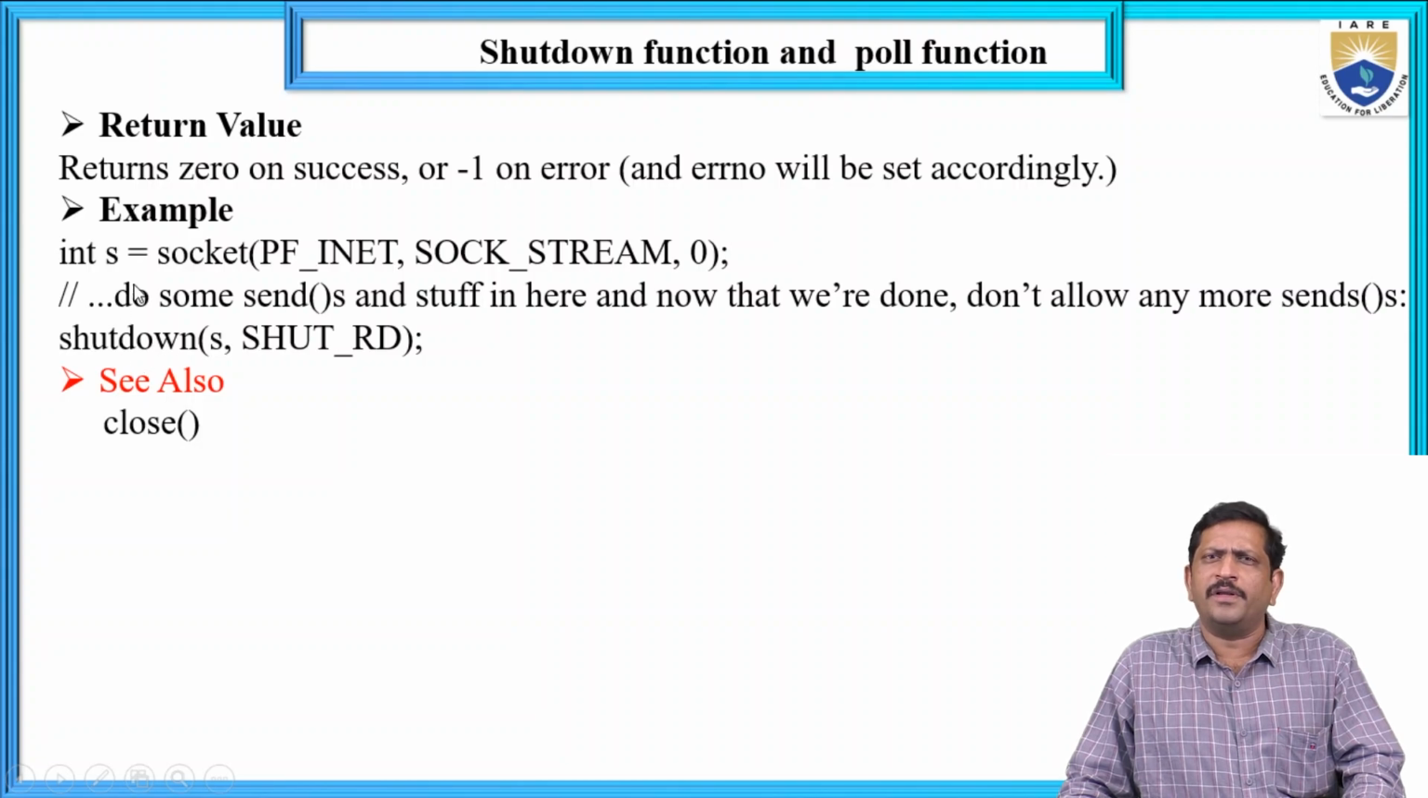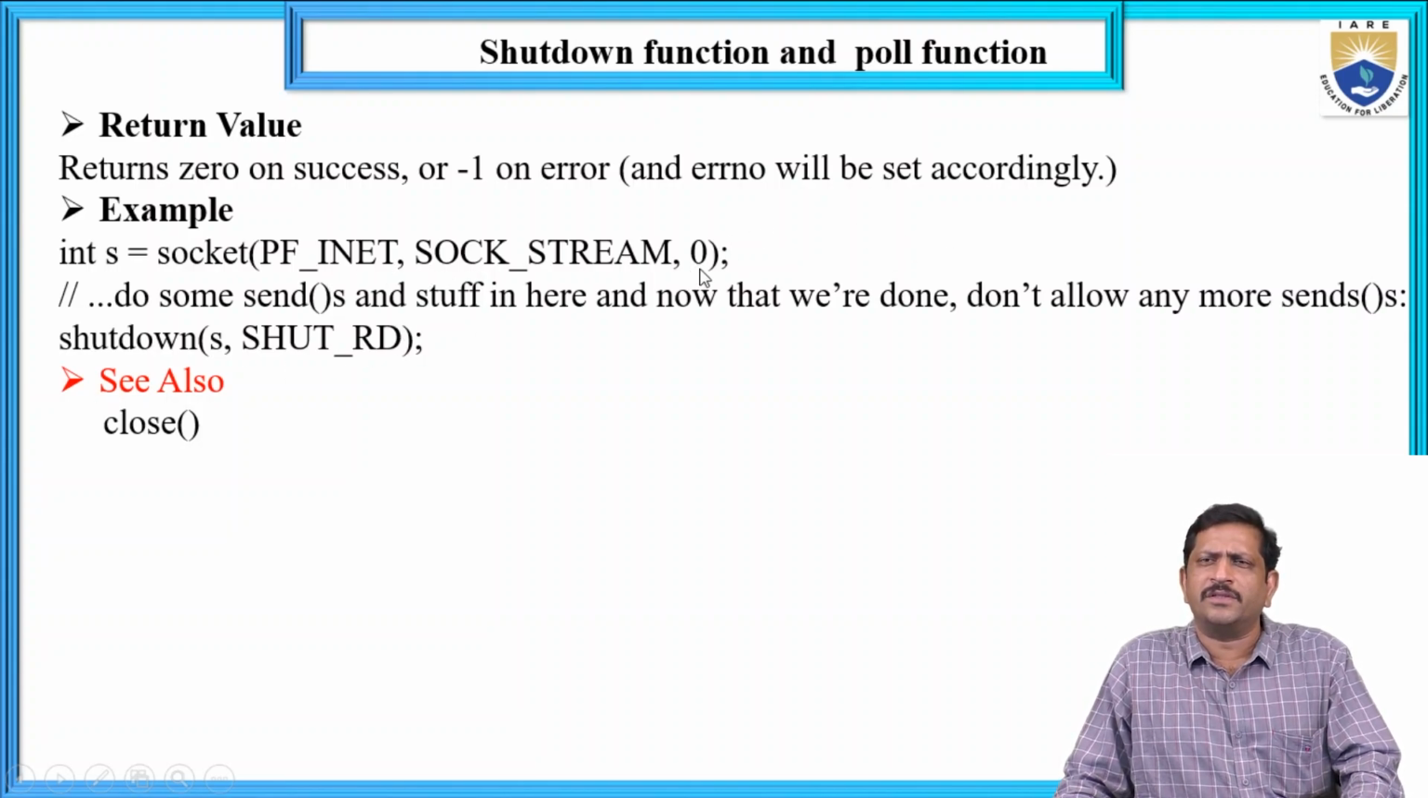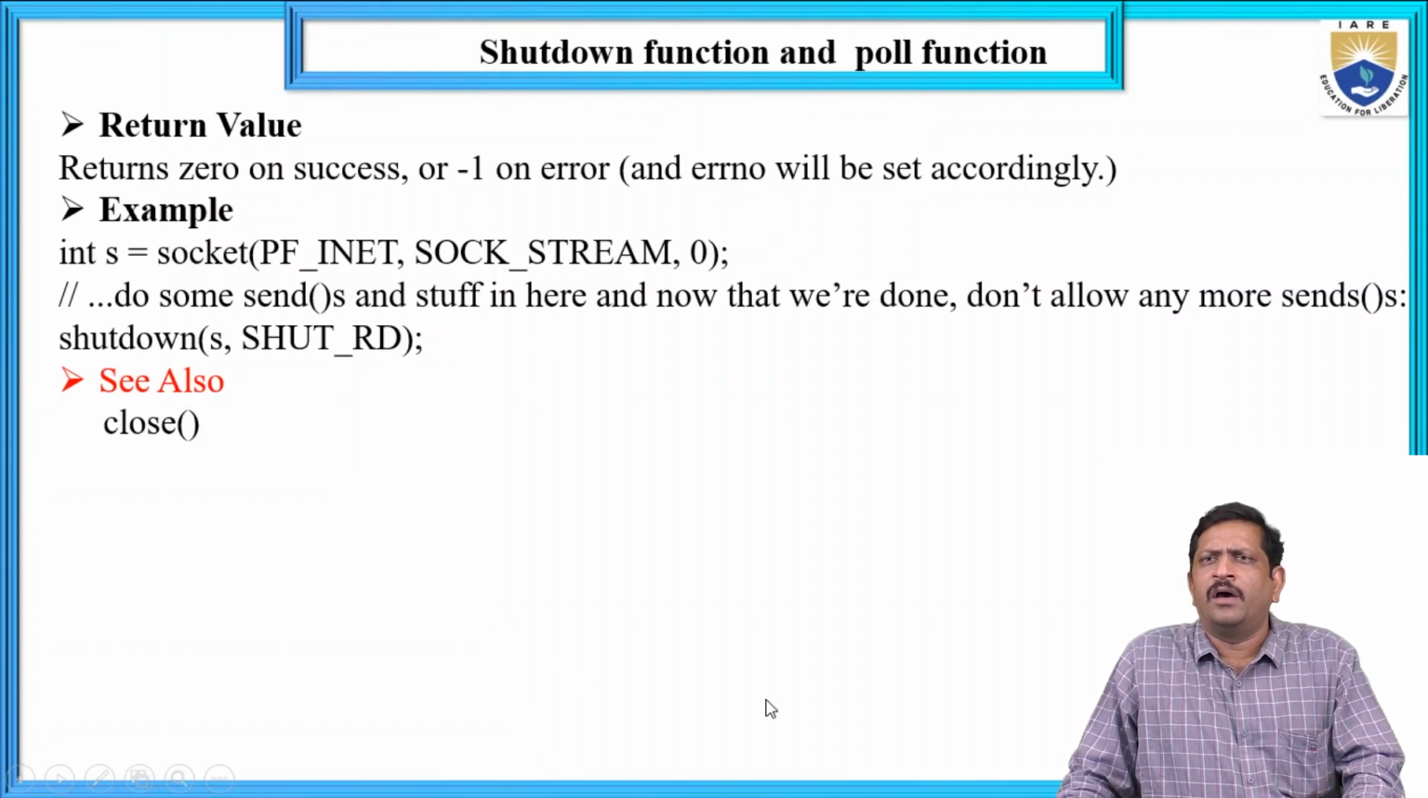For example, here S is equal to socket, that is a PF_INET streaming socket, which returns 0. 0 here indicates that the data was successfully transmitted. -1 means an error will arise. Do some sending and so on here. Now that we are done, don't allow any more sends.